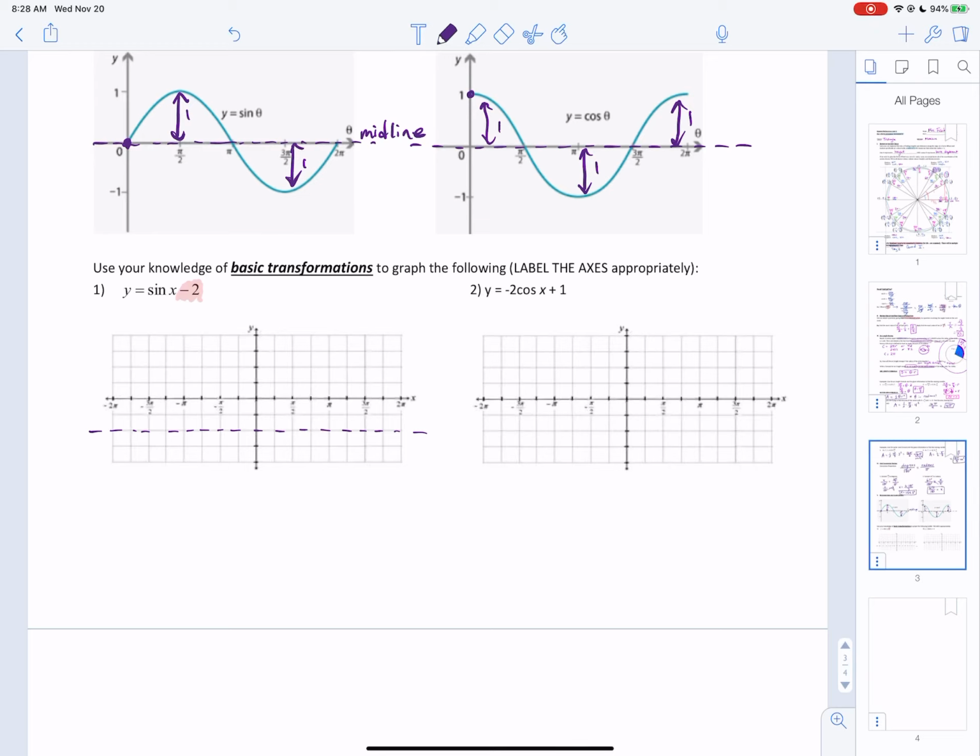Okay, so we are going to put our y-intercept on the midline, just like it is in the parent function. Then we are going to go up 1 at pi over 2, just like it is in the parent function. And then at pi, we're on the midline again. And then at 3 pi over 2, we're down 1 from the midline. And then at 2 pi, we're back to the midline. So there's your sine graph.